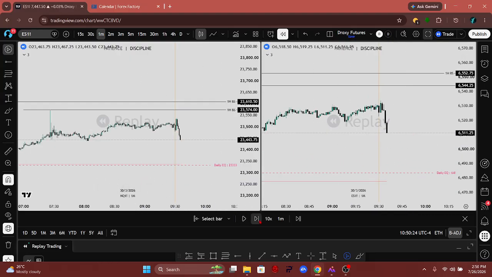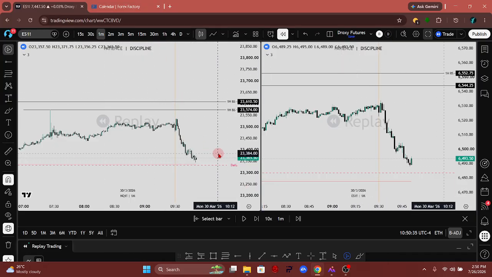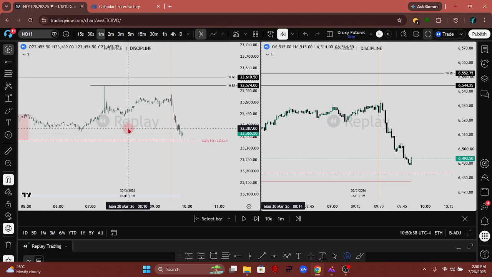So I'm still waiting. It's 9:30, but I'm still waiting. Okay, I still have to wait. And one thing you should note: the daily EQ can serve as a liquidity zone that can bounce price in the opposite direction.